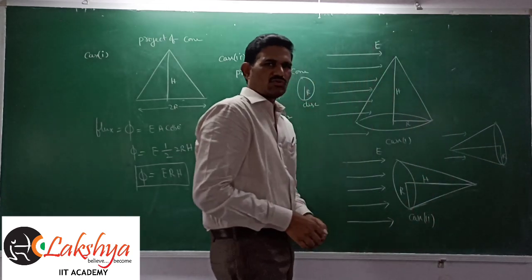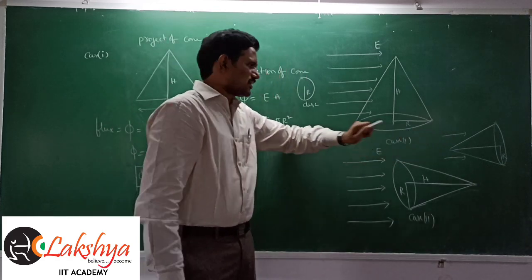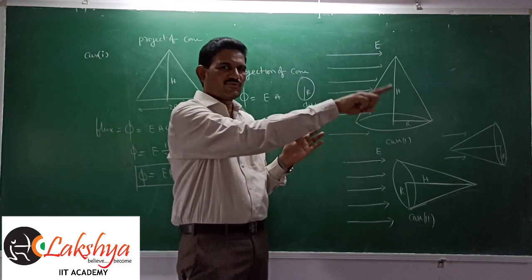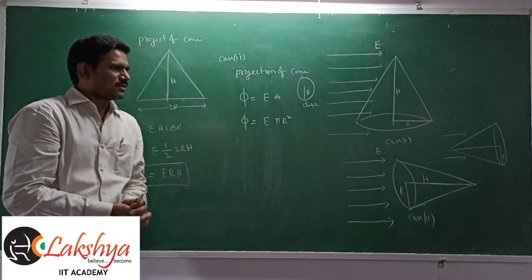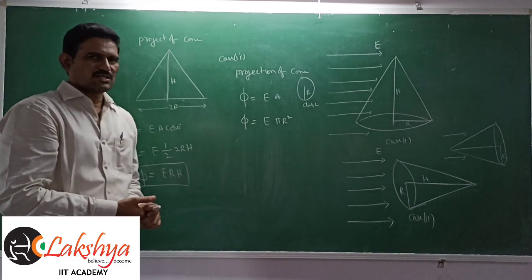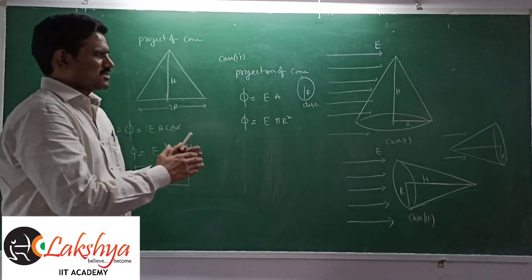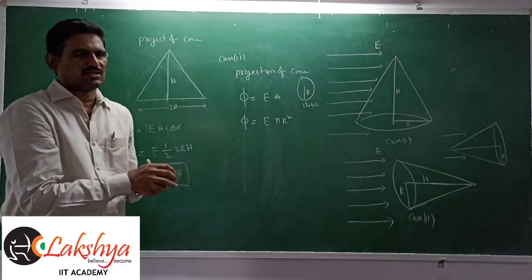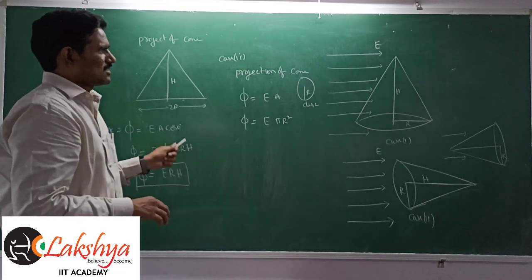Even if the cone is placed like this, in that case also the flux we can write as E into pi r square. That means for the projection, you will again get the base of the cone, the disc at the base of the cone. So in that case also you can write this as E into pi r square. There is a flux entering that cone here. We are just calculating the flux passing through it, so we need to take just a projection of that.